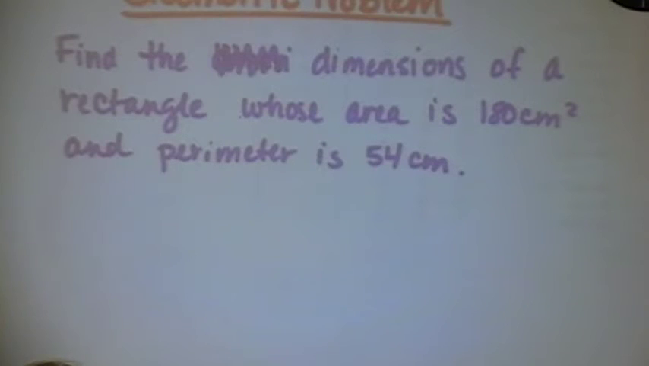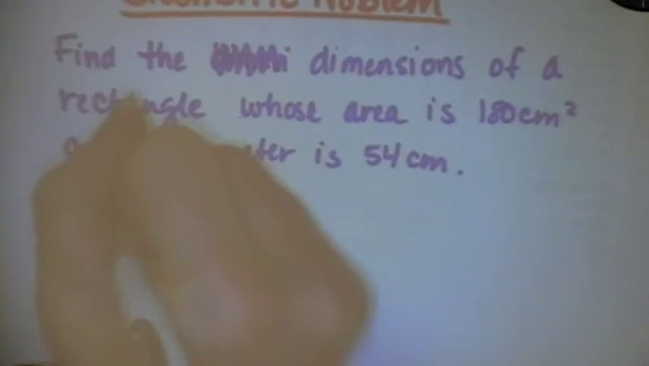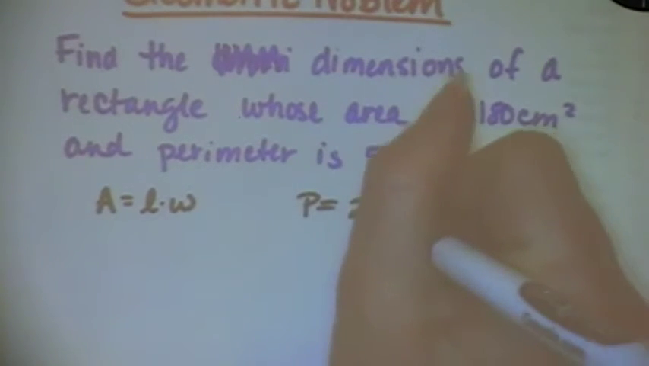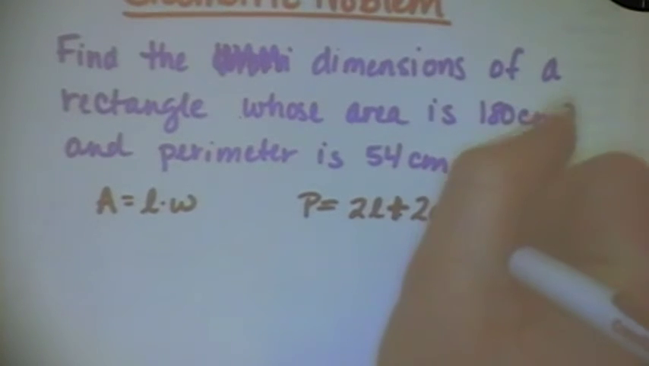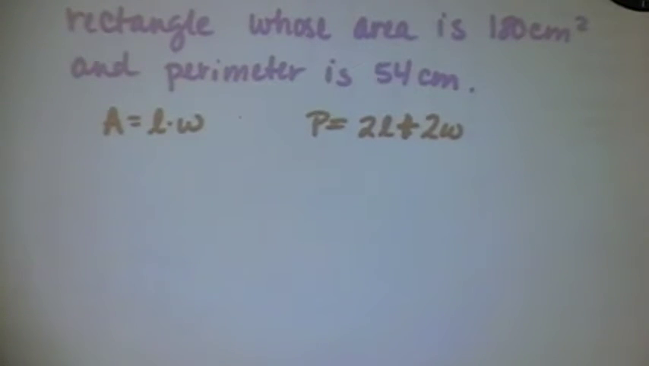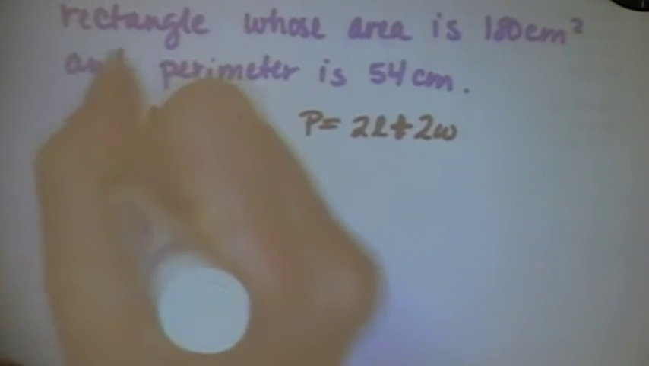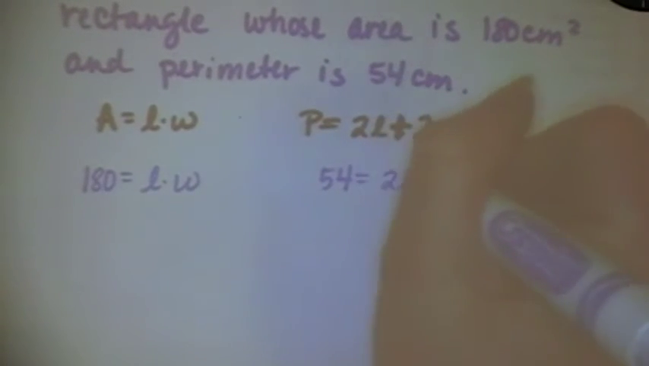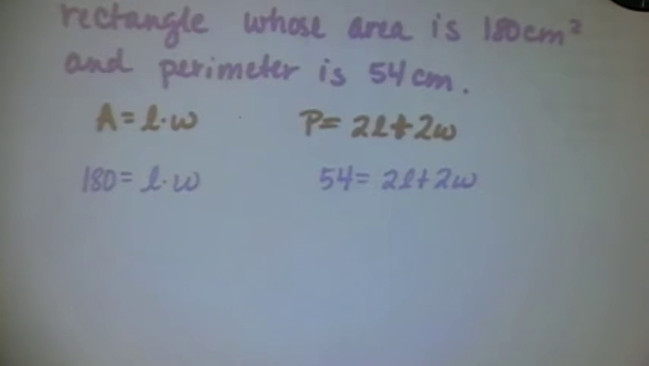So let's write what we know. I know area formula is length times width, and I know the perimeter formula is 2L plus 2W. Everybody remember that? Okay, so then they gave me area, so I know 180 equals length times width, and I know 54 equals 2L plus 2W. Now here's the problem. I cannot solve a problem with 2 variables in it unless I have 2 equations. Oh wait, I do have 2 equations. So it's just a system of equations.